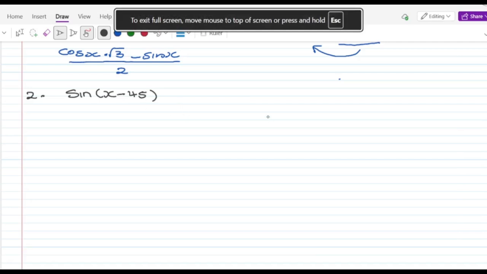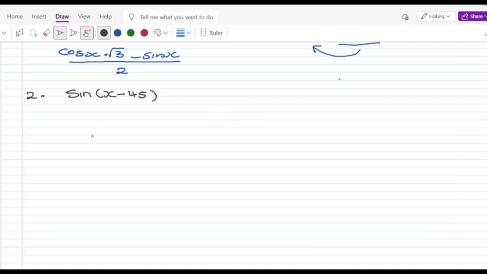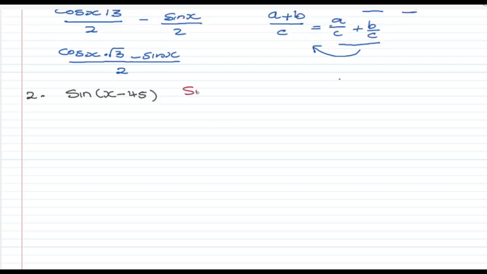We can simplify this problem using the sine compound formula, which says that if I have the sine of alpha minus beta, this is equal to the sine alpha, the cos beta. The sine remains the same. We minus the cos of alpha and the sine beta. So this is what you have, right?